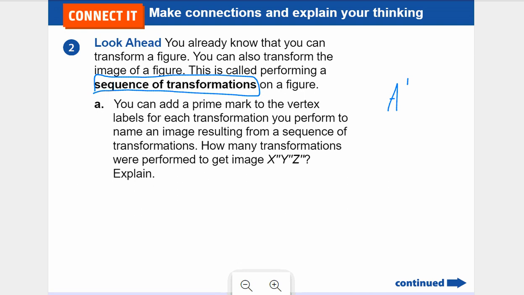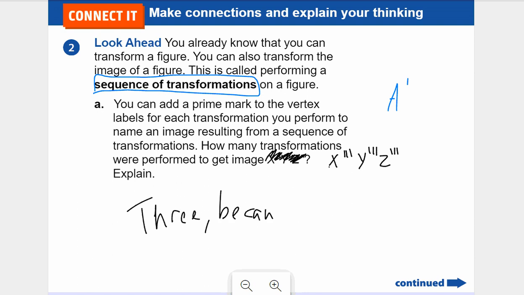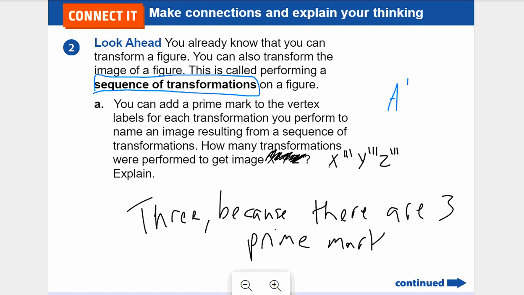So basically, I believe mine is different than yours, so I'm going to change this. It says in yours, how many transformations were performed to get image X triple prime, Y triple prime, Z triple prime? Well, how many would that be? And how do you know? Well, that would be three, because simply, there are three prime symbols, or prime marks. Each mark tells you how many transformations were done.